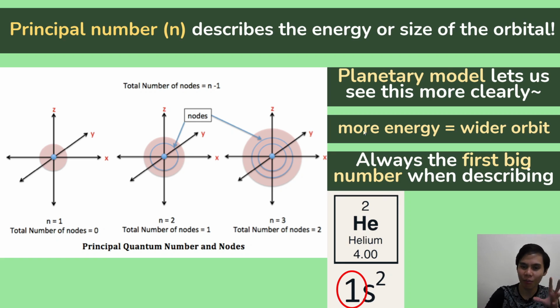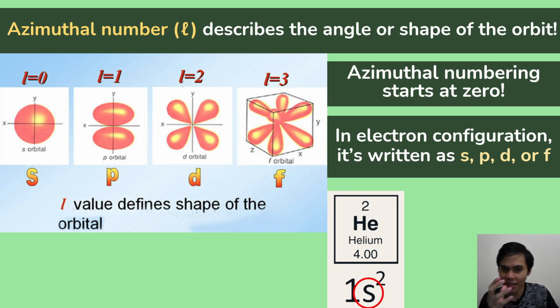Again, the principal number describes the energy or the size of the orbital. So more energy means a wider orbit, and when we talk about electron configuration, it's always the first big number used to describe the electron configuration. So this first large number here, the number 1, that is the principal number when we're talking about electron configuration. More on that later. Next is the azimuthal number.